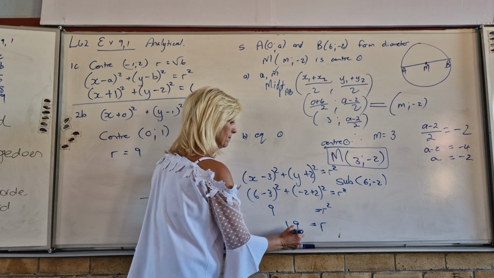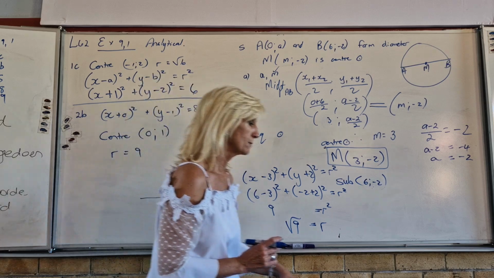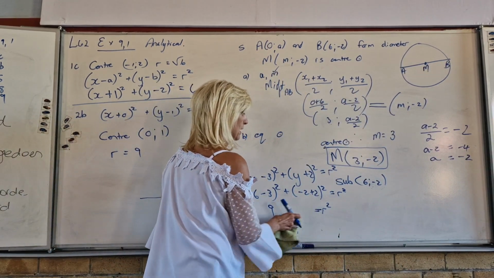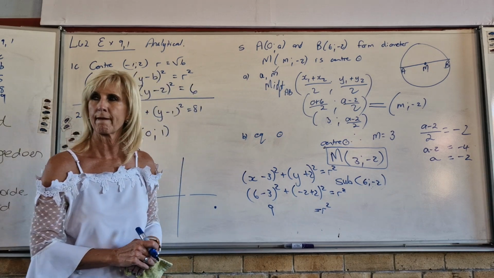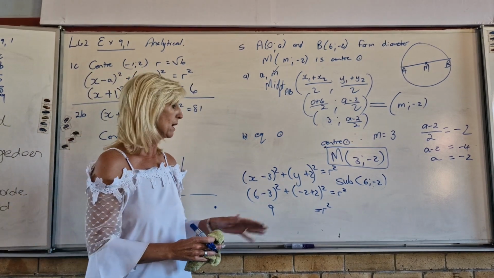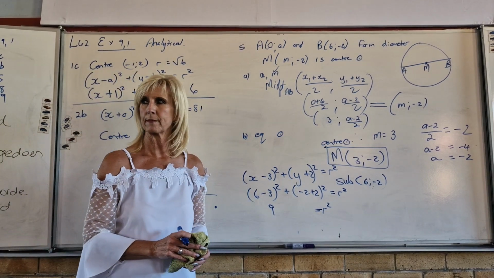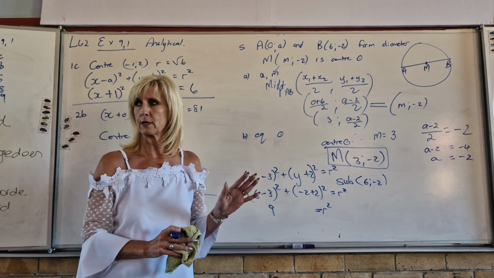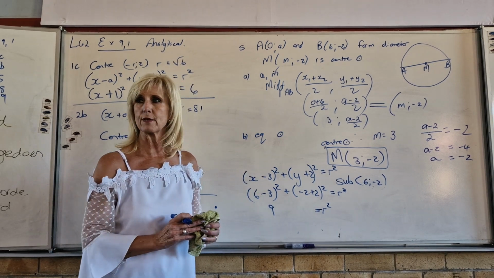Now, I want to say, you could have then said to me, but ma'am, I'm looking for the equation of the circle, right? Do I really want to know what the radius is? No. You need to tell me r is 3. If you don't write r is 3, you'll lose no marks, because you just need to get to the equation of the circle.